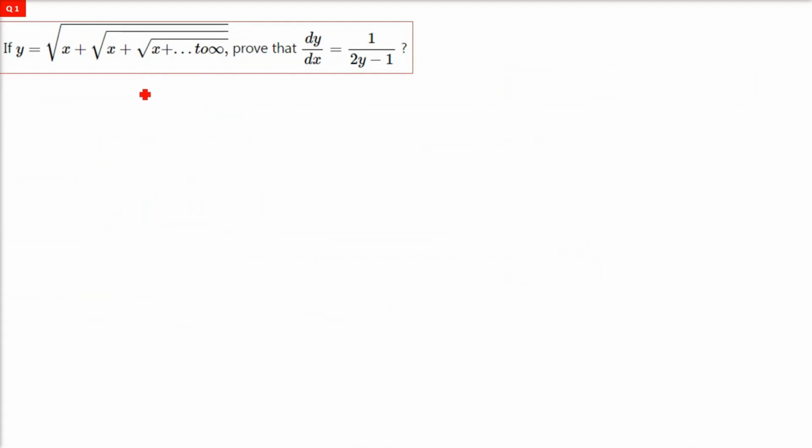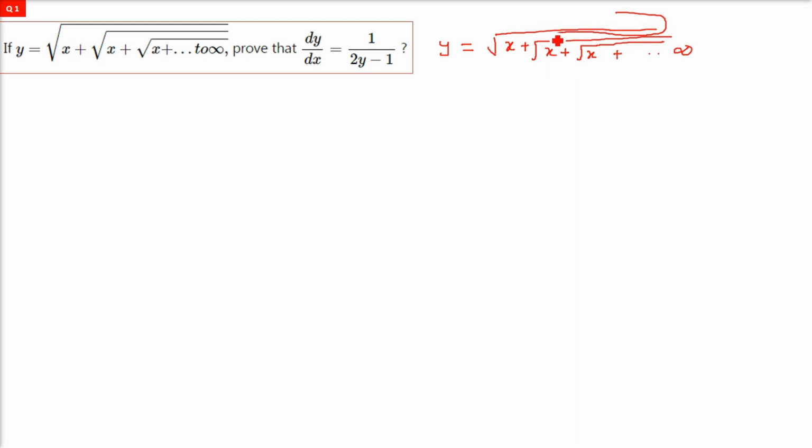So this exercise has most of the questions like this. The concept, if you understand it, it will be helpful for other questions to be solved. See, this is y is equal to under root x, then we have a plus, then again under root x, and thus this goes on and on till infinity. So the same thing goes on for infinity. Okay, so how do we solve this?